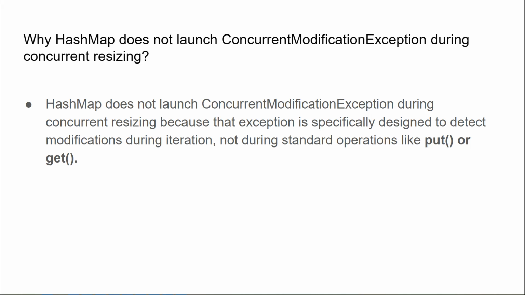Why does HashMap not throw a ConcurrentModificationException during concurrent resizing? It's simple, because that exception is specifically designed to detect modifications during iteration only, not during standard operations like put or get, for example, okay?